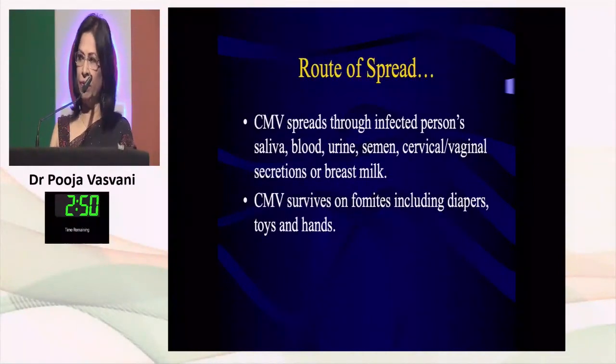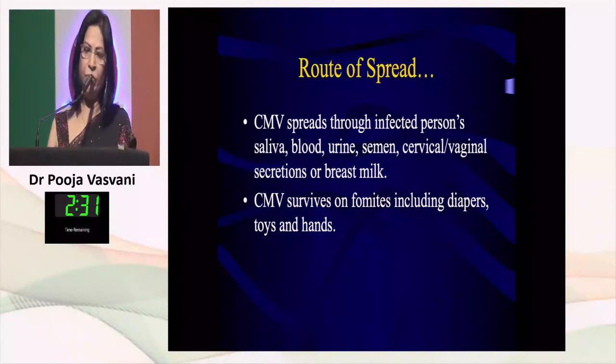How does the CMV virus spread? CMV spreads through infected persons' secretions like saliva, blood, urine, semen, cervical and vaginal secretions, or breast milk. It is also important to remember that CMV survives on fomites, including diapers, toys, and hands.